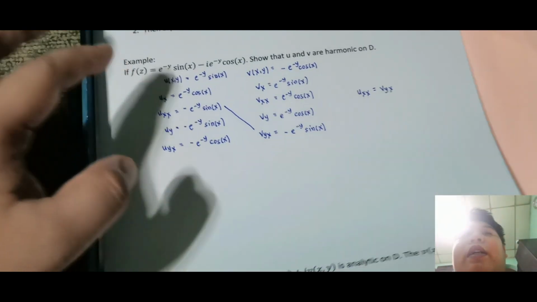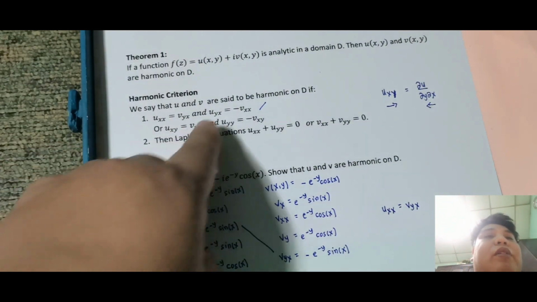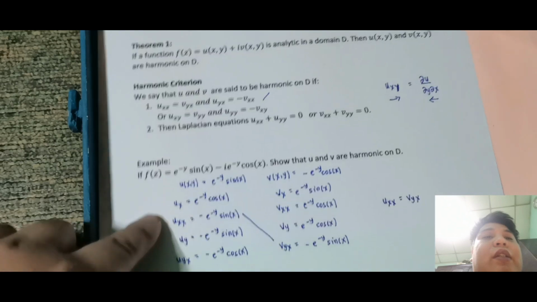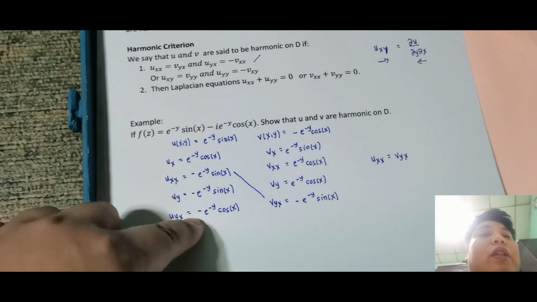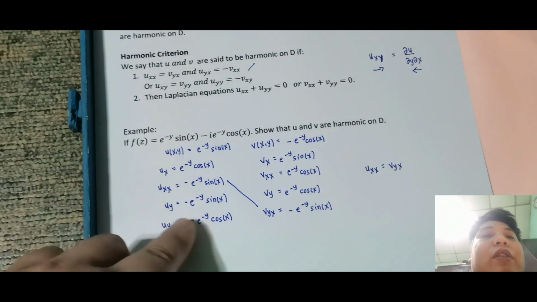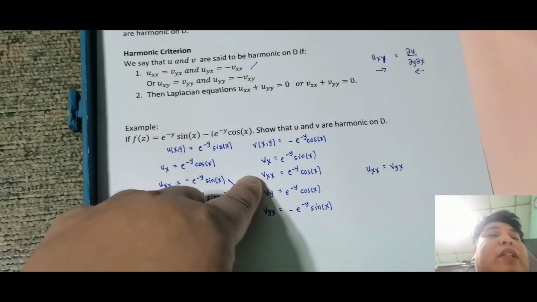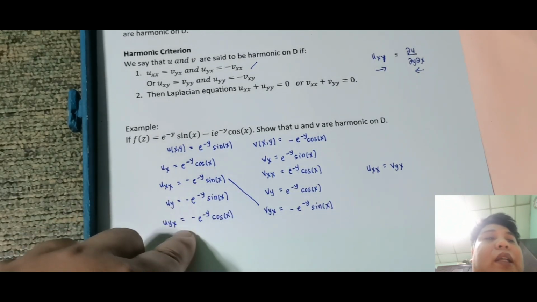Okay, next is the partial of u with respect to y and x. Ito yon. So this is negative e raised to negative cosine. Equal daw dapat siya sa negative. So, itong part na to, equal ba dito pag minultiply sa negative? Yes, sir. Pag minultiply mo to sa negative, magkakaroon ng negative. So, parehas na po doon.